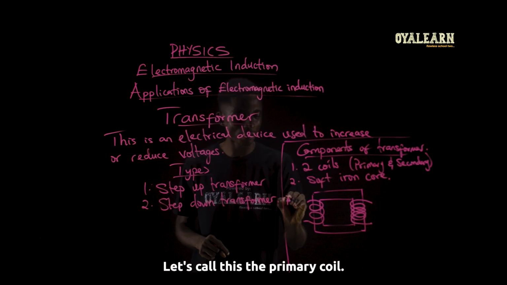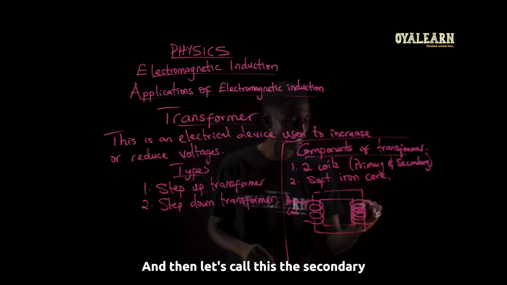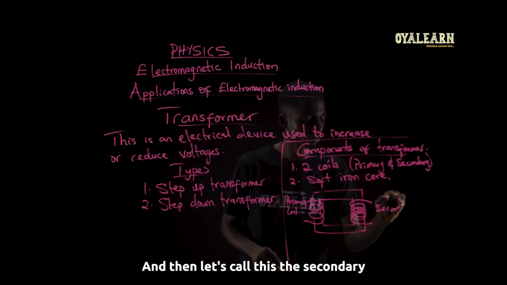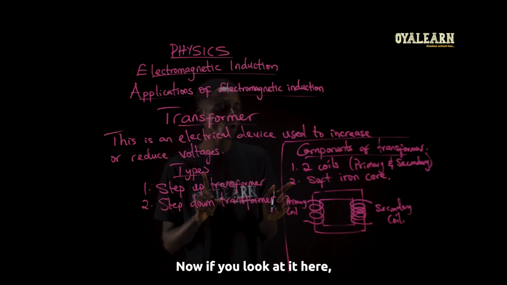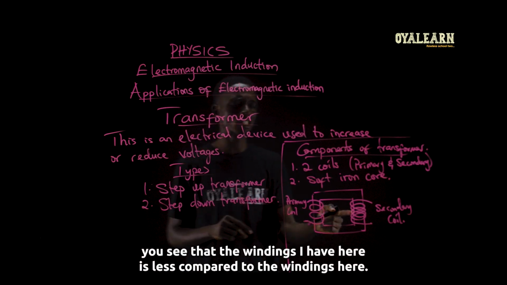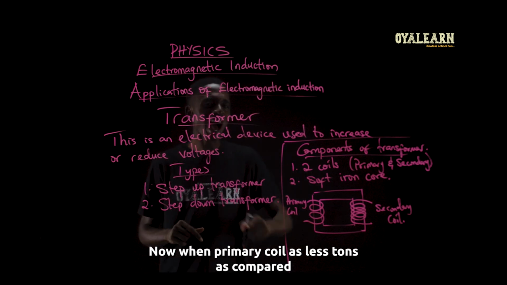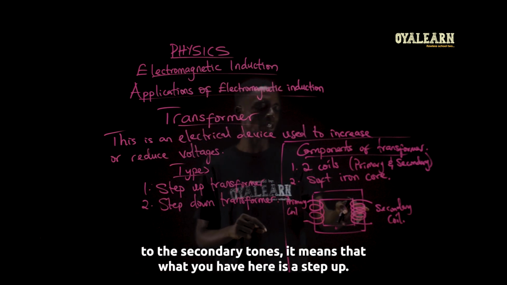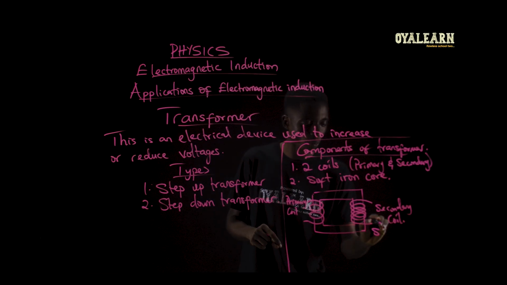Let's call this the primary coil, and then let's call this the secondary coil. Now, if you look at it here, you see that the windings I have here is less compared to the windings here. Okay? Now, when the primary coil has less turns as compared to the secondary turns, it means that what you are having here is a step up. This is step up.